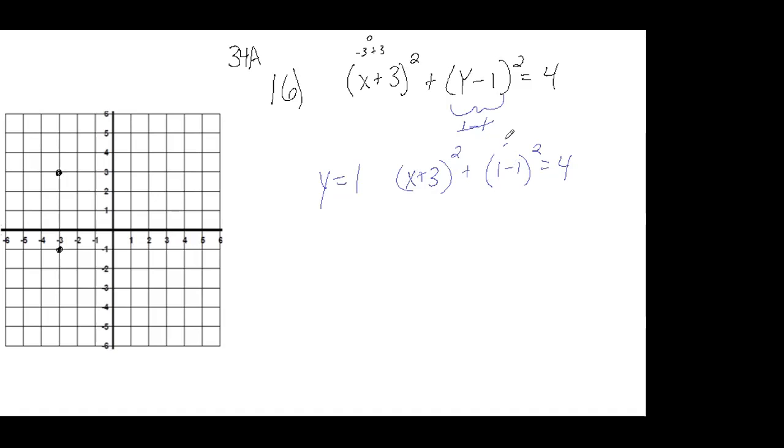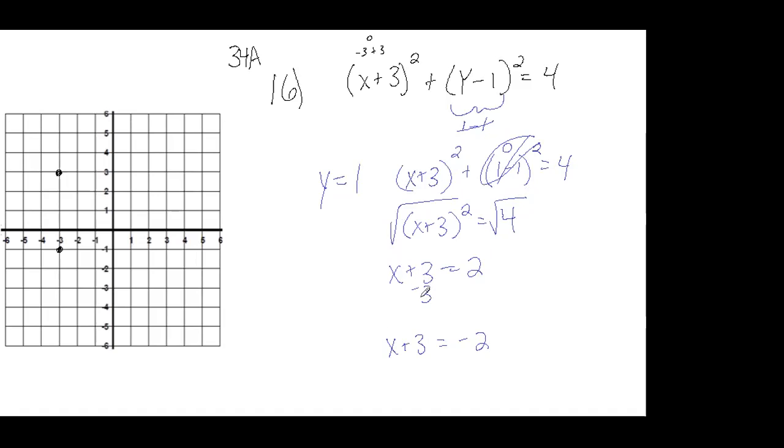1 minus 1 is 0. 0 squared is still 0. So I'm left with x plus 3 squared equals 4. Take the square root of both sides. I have x plus 3 equals, remember, it's both a positive 2 and a negative 2.